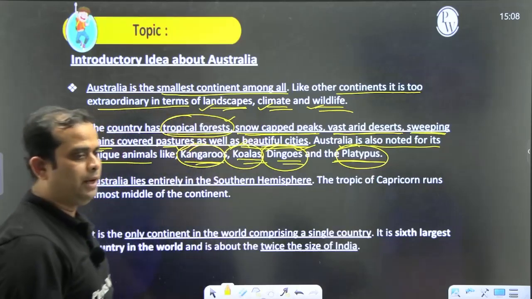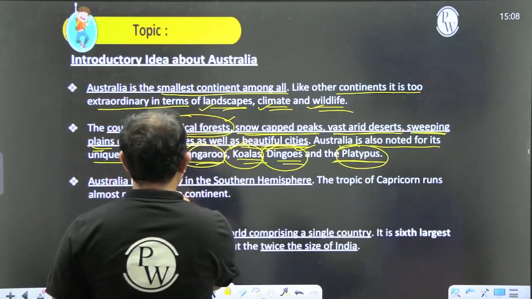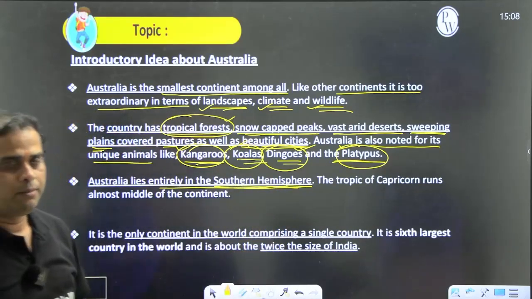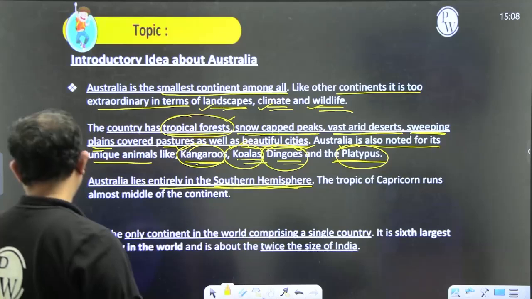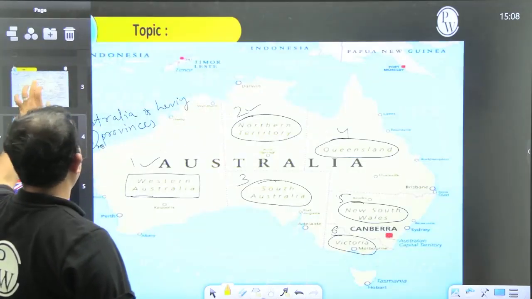Australia lies entirely in the southern hemisphere. Australia mainly lies in the southern hemisphere. You can see here, Australia lies mainly in the southern hemisphere. Why?